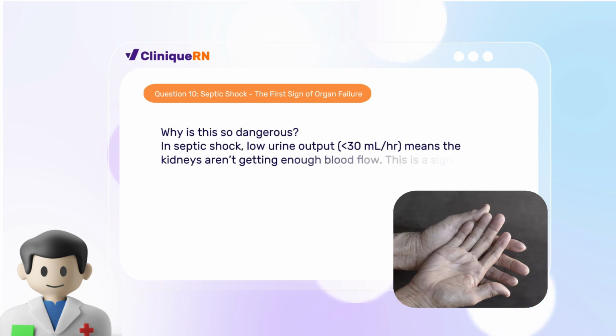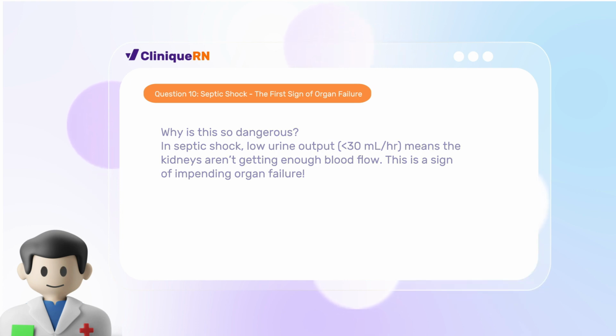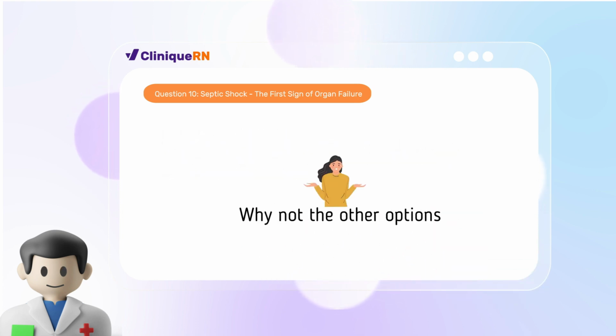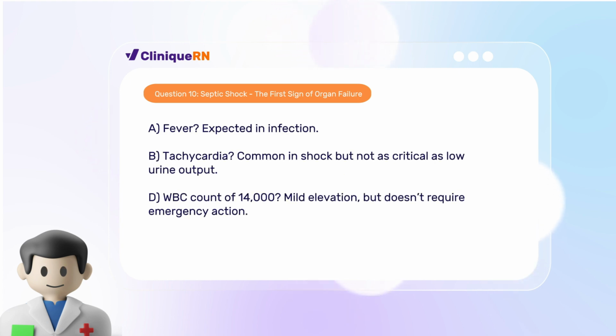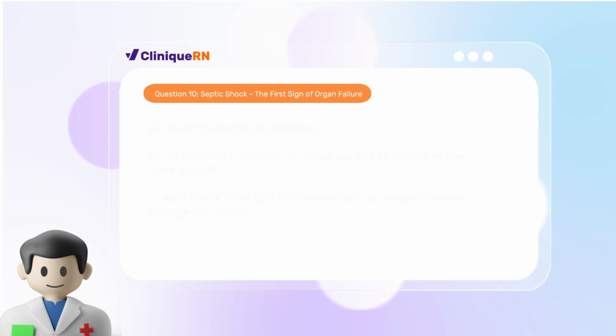Why is this so dangerous? In septic shock, low urine output, less than 30 milliliters per hour, means the kidneys aren't getting enough blood flow. This is a sign of impending organ failure. Why not the other choices? A. Fever, expected in infection. B. Tachycardia, common in shock but not as critical as low urine output. D. WBC count of 14,000, mild elevation but doesn't require emergency action.